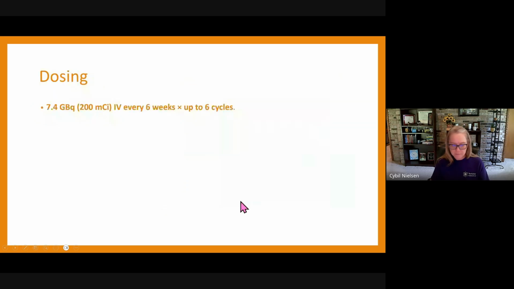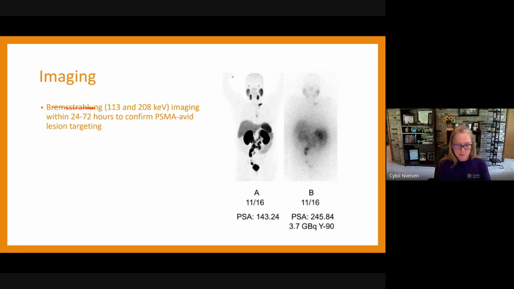But anyways. All right, here's the dose, 200 millicuries, just like the Lutathera, but every 6 weeks for 6 cycles. Again, this is not bremsstrahlung, this is gamma. So we can image it as well. And here you see that uptake and you can kind of see faint visualization there.